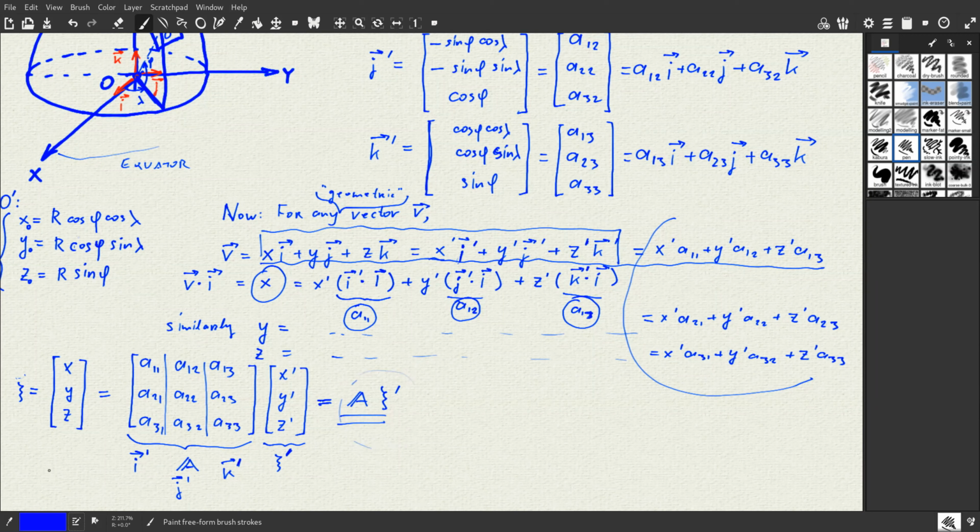Now we got formulas the other way around, expressing old coordinates through the new ones. Well, almost. What have we not done yet?